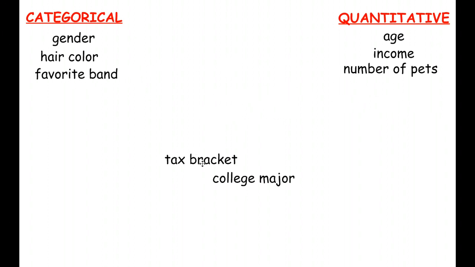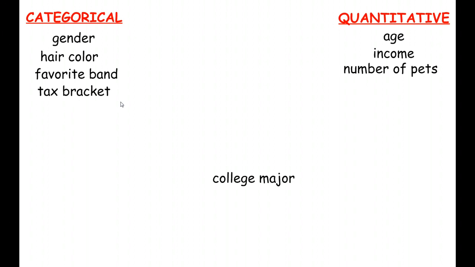Now, tax bracket, this is related to how much income you make. If you make under a certain number, you're in one tax bracket, between other numbers and a different tax bracket, and so forth. So even though it is relating to your income, which is a number, a quantity, the bracket, there's only so many brackets, so many choices, and you fit into one of those bins. So that's going to actually be categorical.